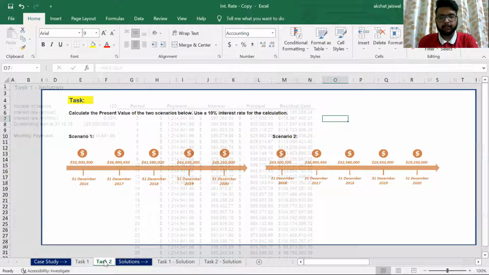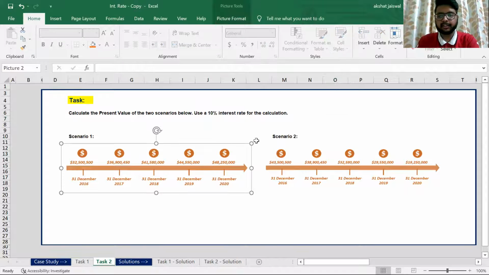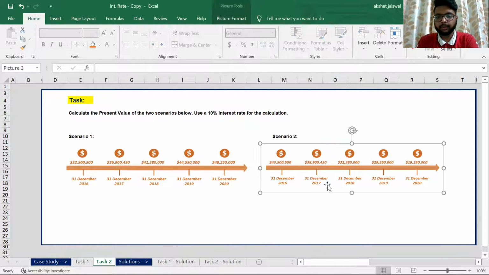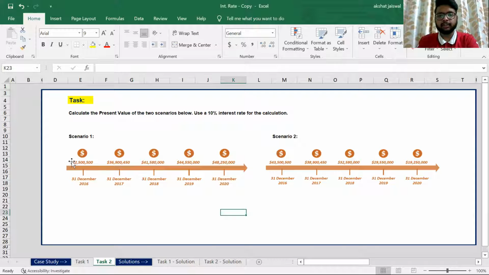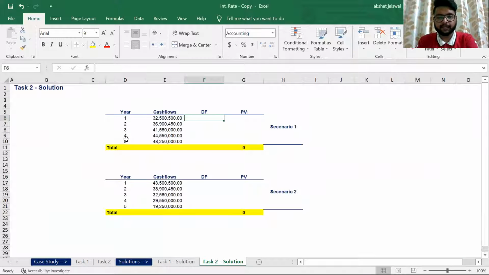And coming to task two, here we have to calculate the present value of the two scenarios below. Use 10% as the interest rate for the calculations. So you can see here there is scenario one and scenario two, where the values have been given. For my easiness, what I've done is I've just added the number of years, that is 5, and the cash flows already.